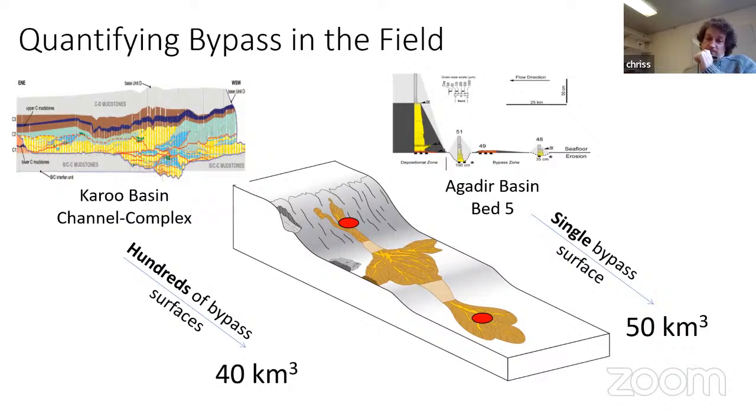On the left-hand side, here's an example of a channel complex from the Karoo Basin, South Africa, where this channel complex is riddled with erosional cuts, bypass surfaces, representing hundreds of flows that have bypassed, eroded through that part of the system. Down dip, we have mapped about 40 cubic kilometers of sand-rich turbidite lobe deposits.